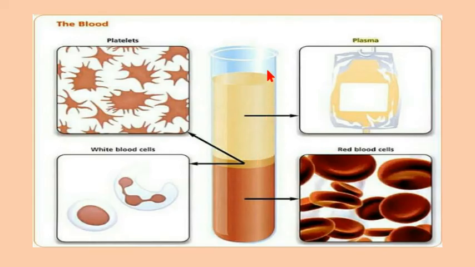If you place blood in a test tube, after some time you will notice plasma on the upper surface of the test tube and blood cells on the lower surface of the test tube. Plasma, being less dense, floats on the upper surface, and blood cells, being denser, sink to the bottom of the test tube.